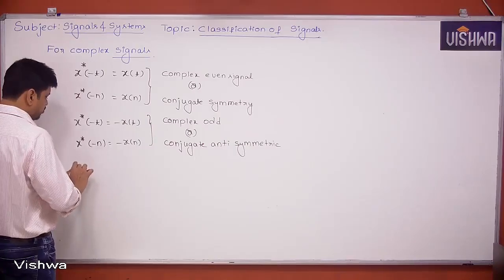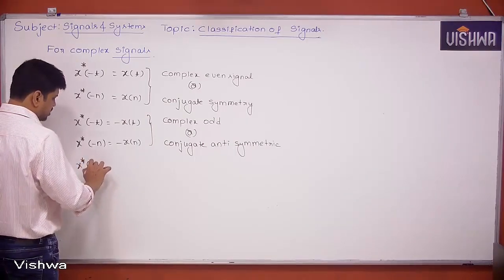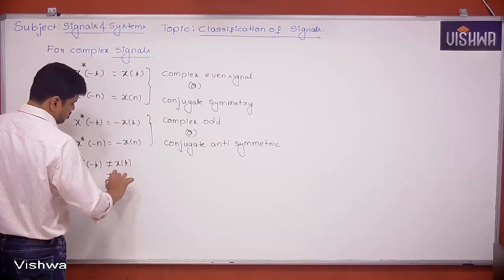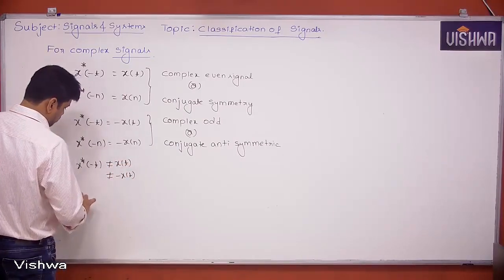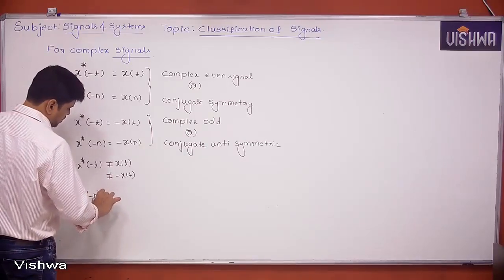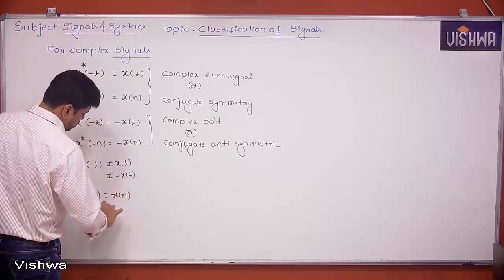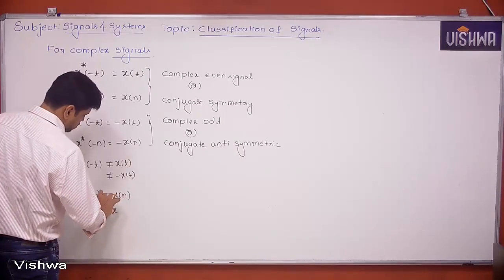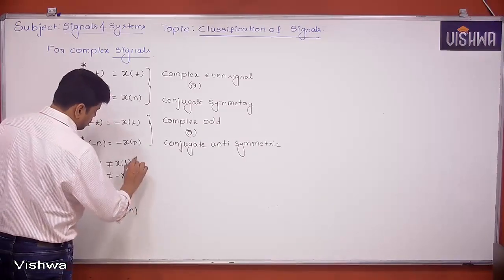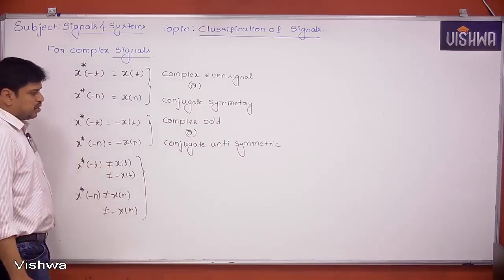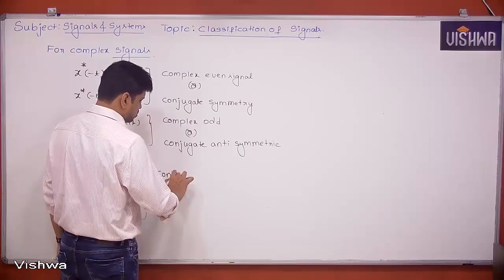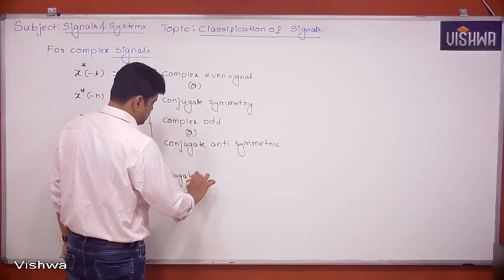Suppose neither of them: x conjugate of minus t is not equal to x of t, is not equal to minus x of t. Let's say x conjugate of minus n is not equal to x of n, is not equal to minus x of n. If both are not possible, then we can call it neither even nor odd signal, or conjugate unsymmetric.